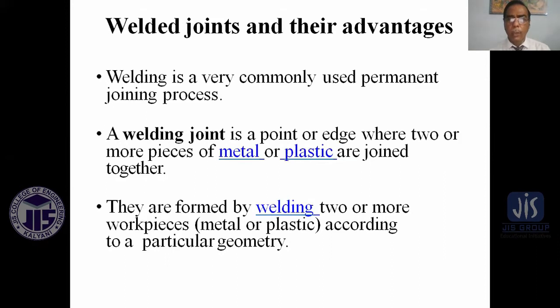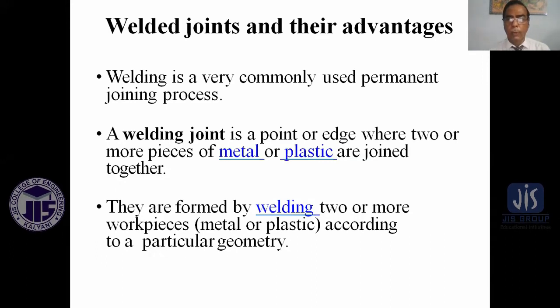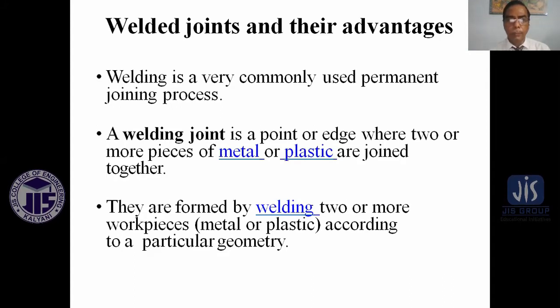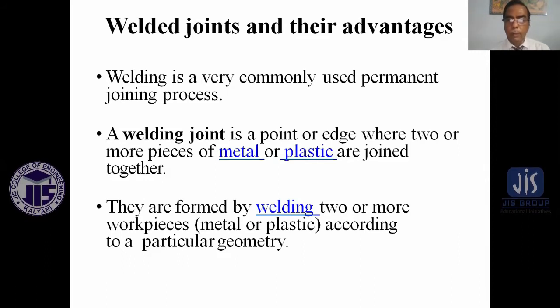Welding is a very commonly used permanent joining process. A welding joint is a point or edge where two or more pieces of metals or plastics are joined together. They are formed by welding two or more workpieces, metal or plastics, according to a particular geometry.